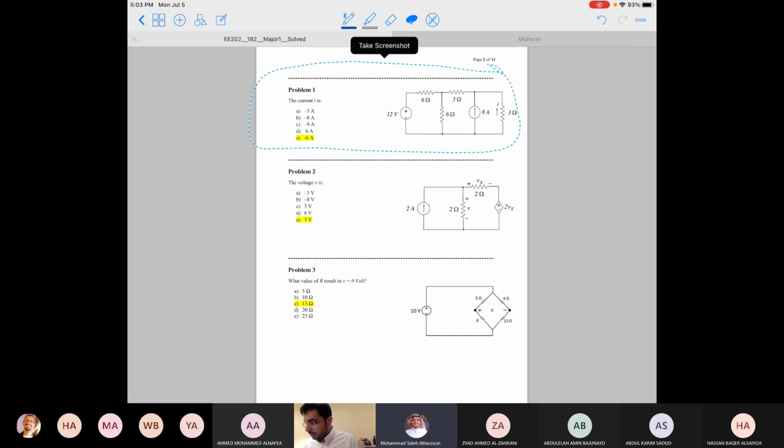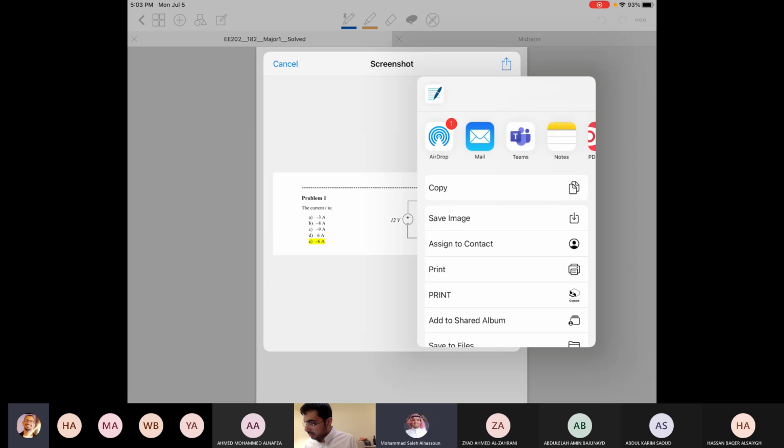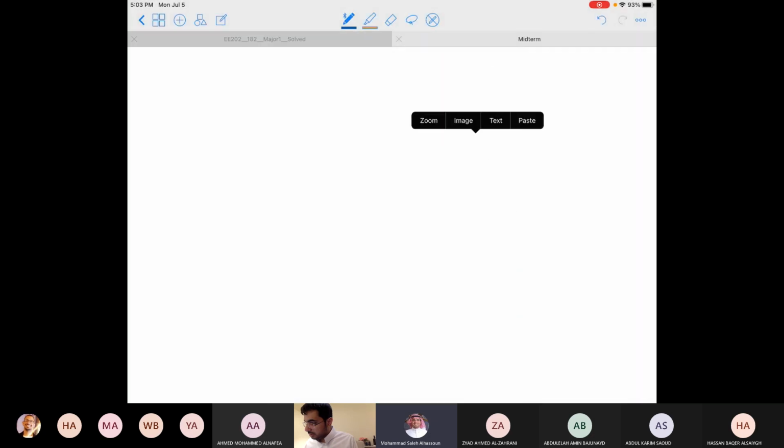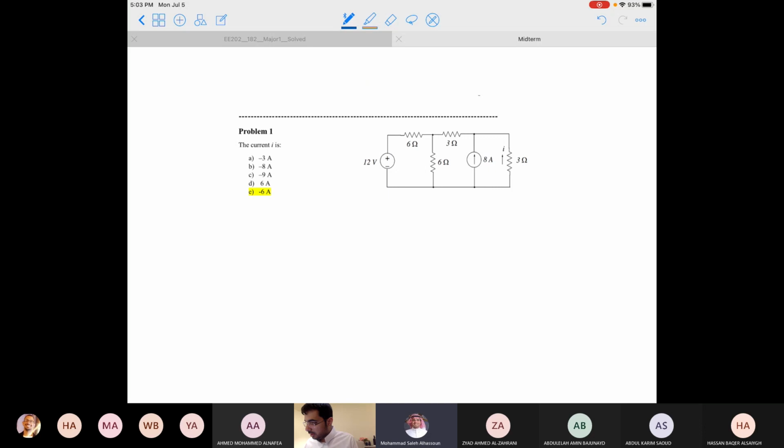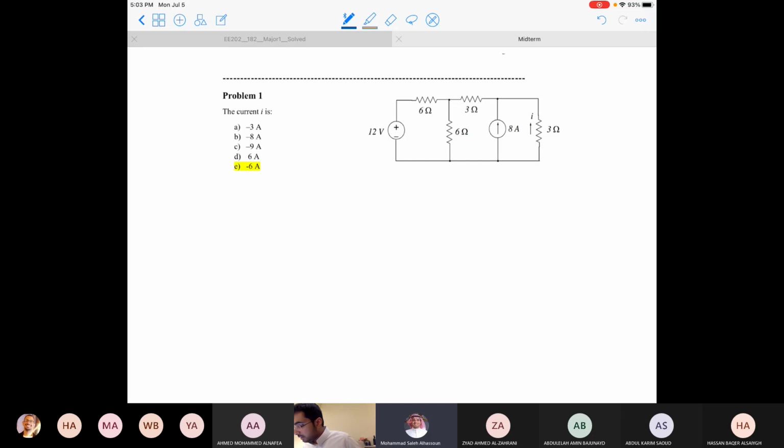So let me copy this circuit. Let's try to solve this one. In this circuit, we are asked to find the current I. In order to do that, we need to apply Ohm's law to find the voltage across. There are multiple ways of doing this. One option is to use the node voltage method. You can use the mesh current method if you want, and verify this with it. I'm going to use the node voltage method.